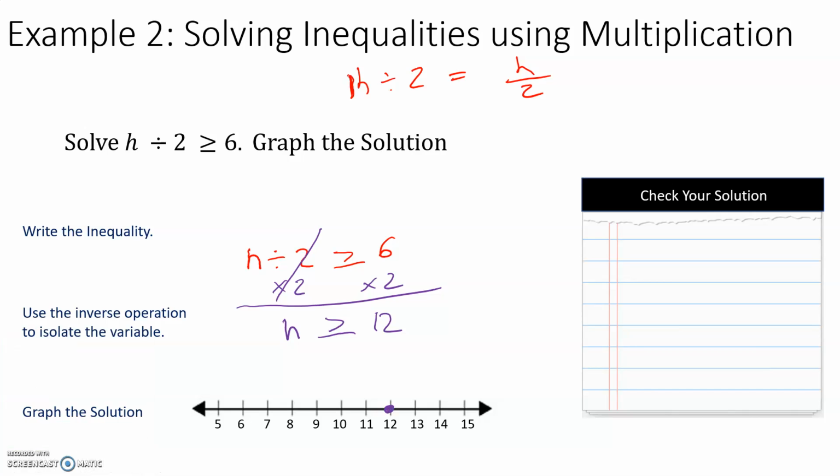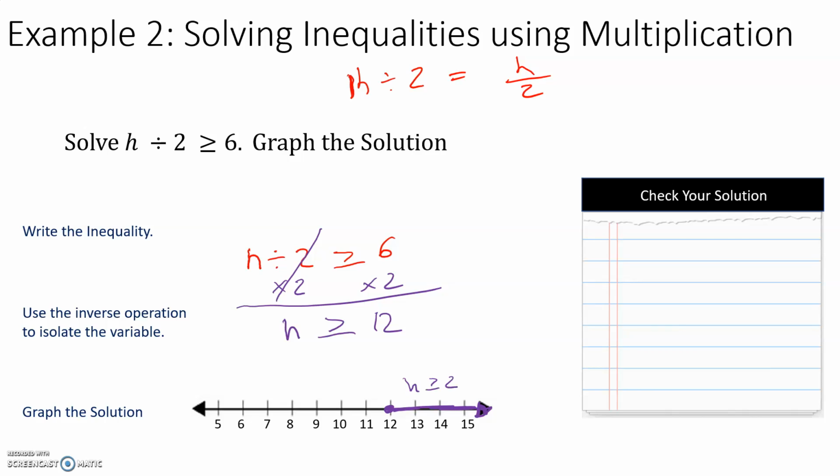So 12, h is greater than or equal to 12. Since it's going to be greater than 12 or equal to, it's going to be going to the right. So I'm going to shade in to the right, and that's my graph. And I'm just going to copy this, h greater than or equal to 12.